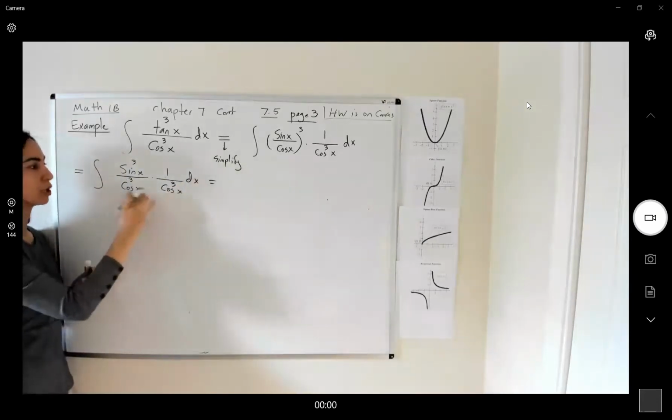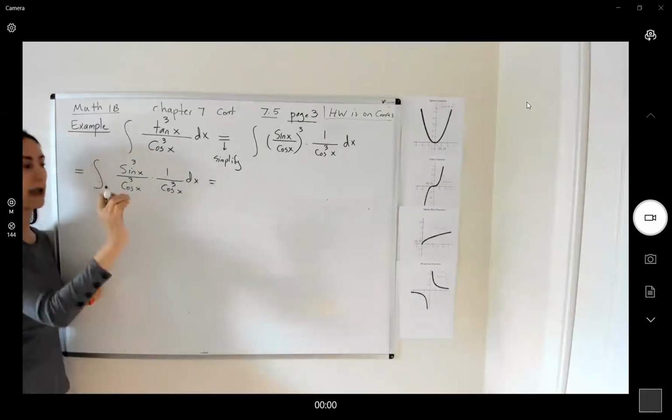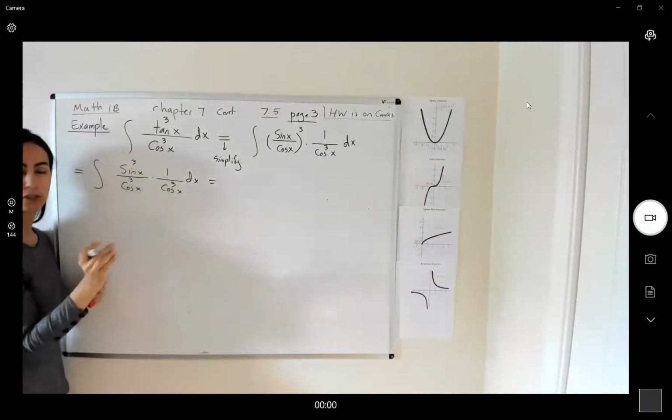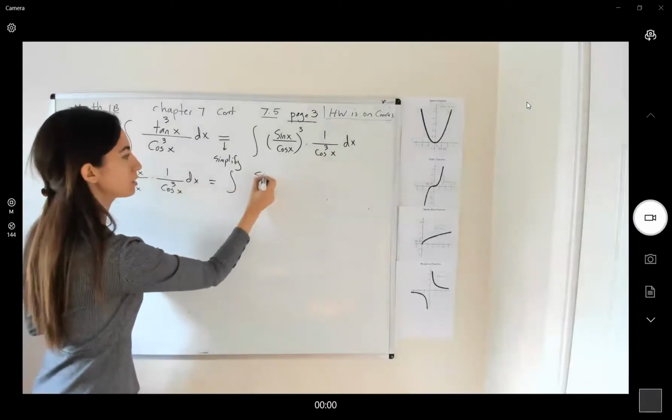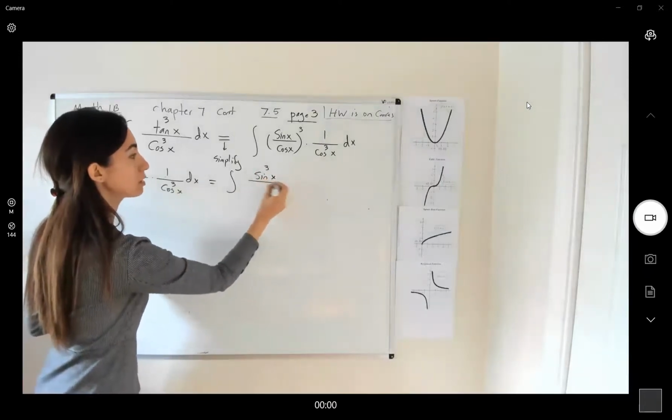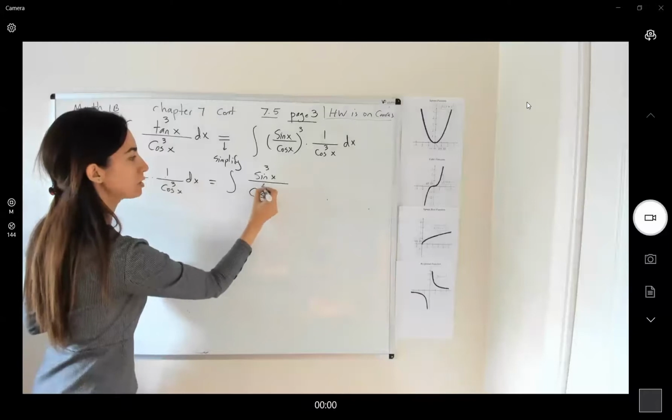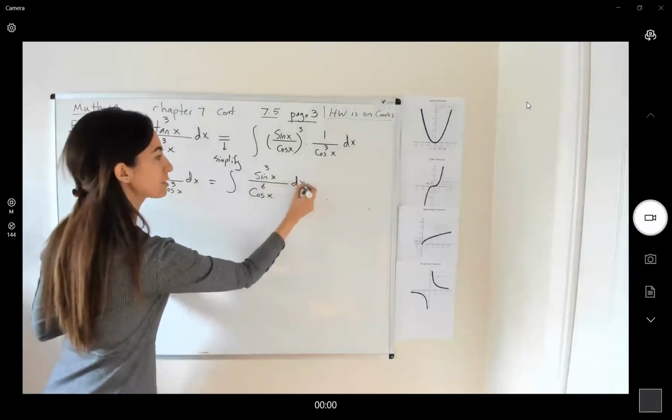Note that in your denominator, you have cosine and cosine. So you have a product of cosines, and you add the exponents. So you get the integral of sine to the third of x divided by cosine to the 6th of x dx.